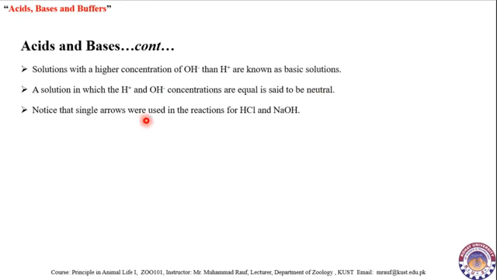Notice that single arrows were used in the reaction for HCl and NaOH. If you recall the previous slides, the reactions showing the dissociation of HCl and sodium hydroxide were single arrow, which means that both of them are a strong acid and base. A strong acid is one which is dissociated completely. A weak acid is one which is dissociated partially, similar for the bases.